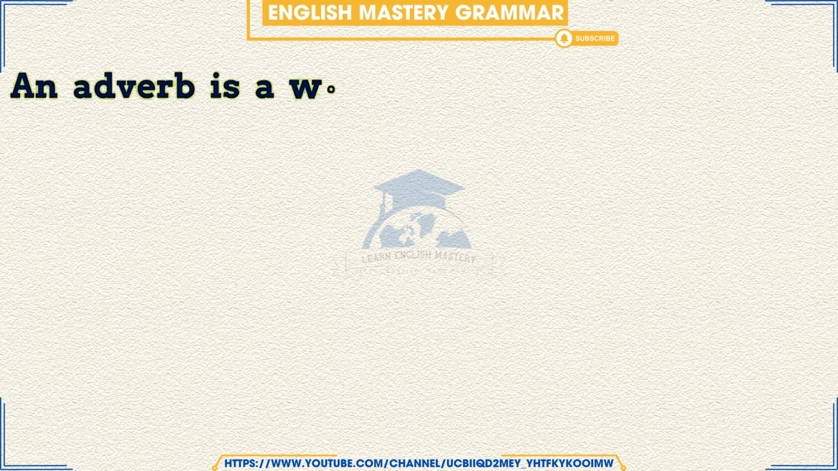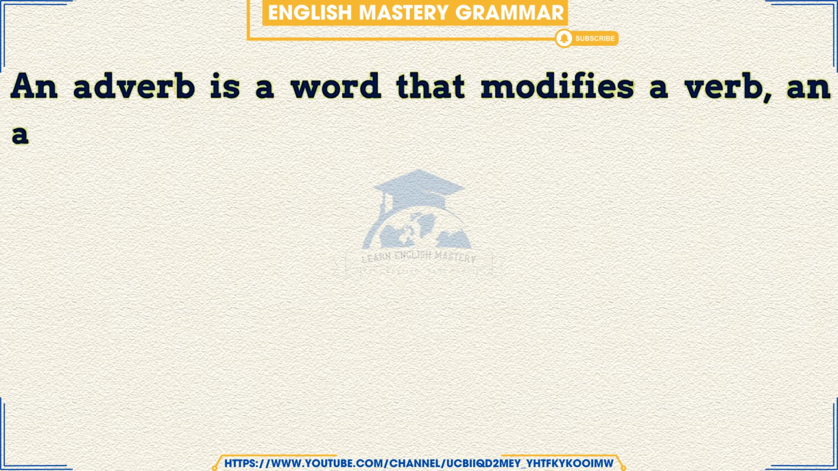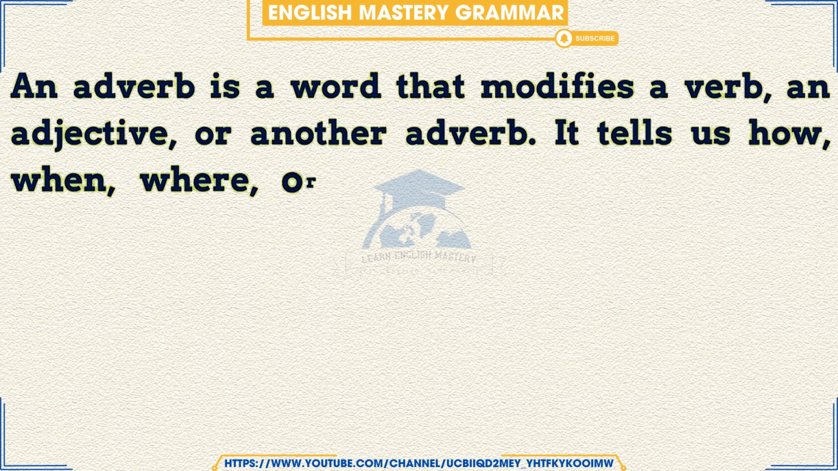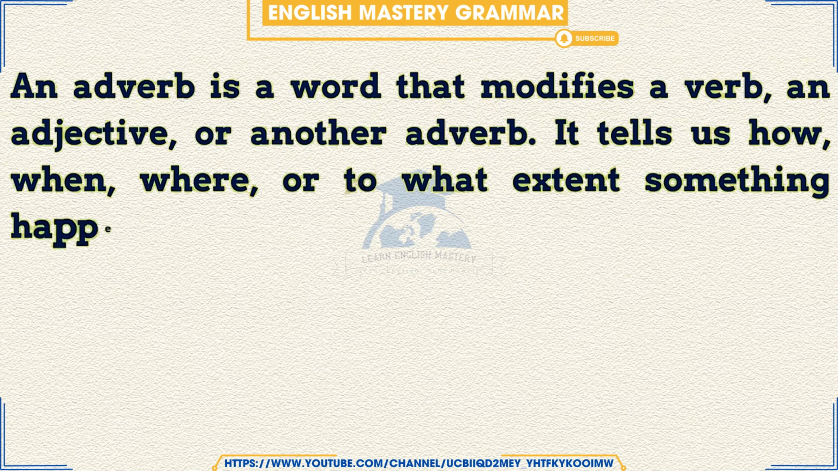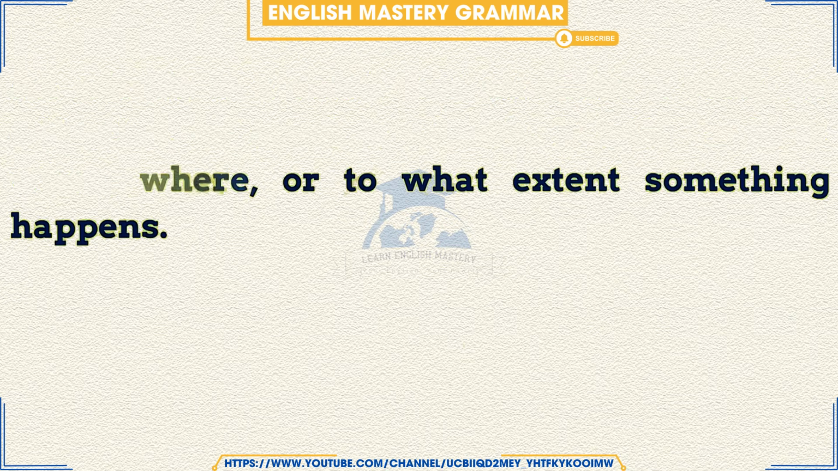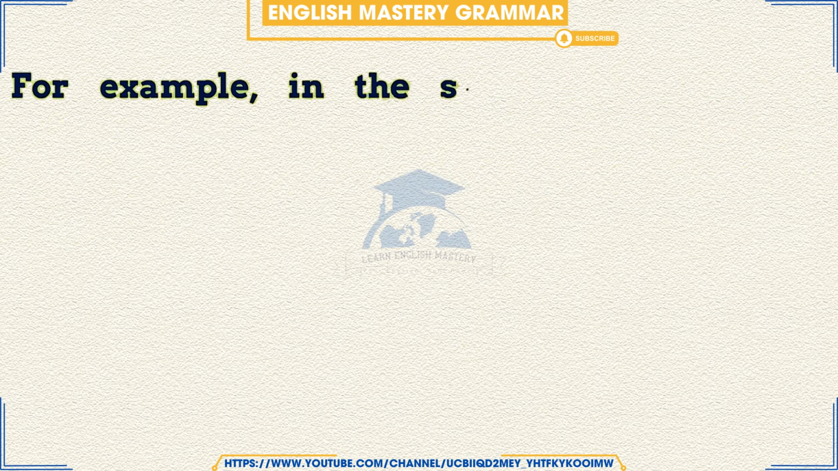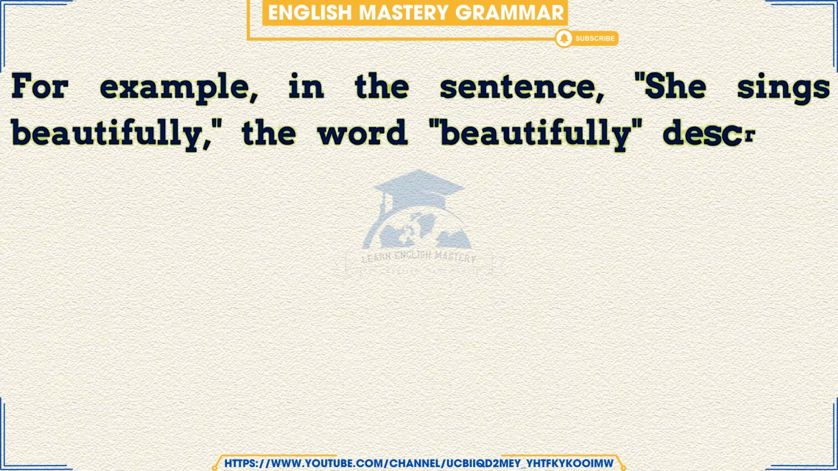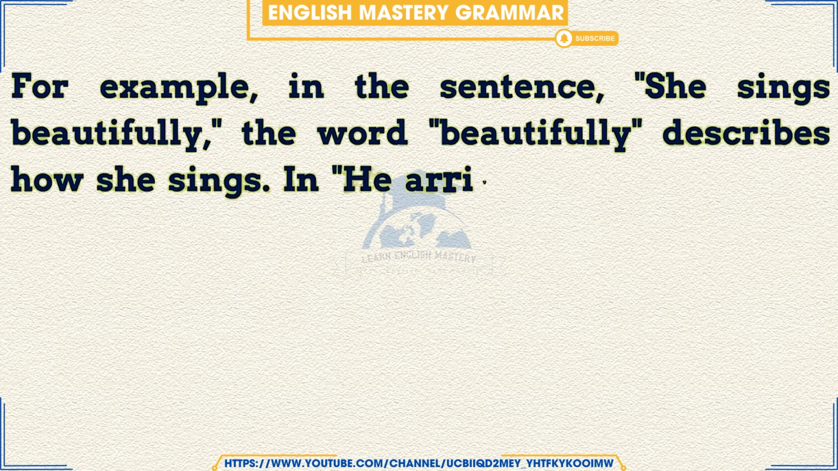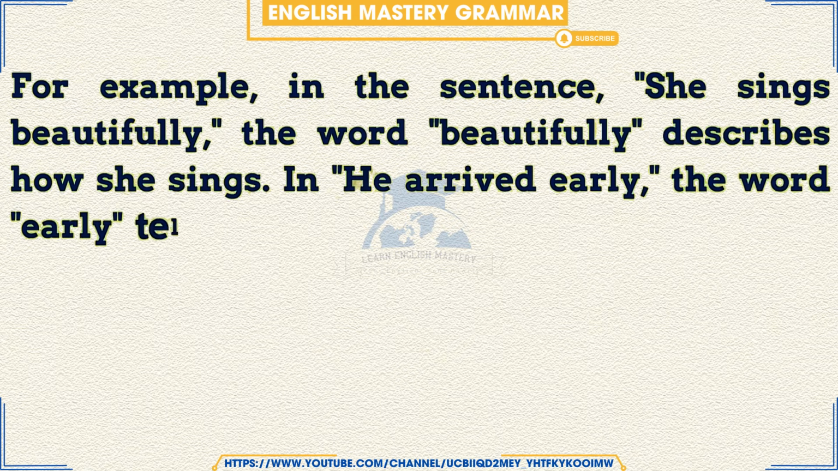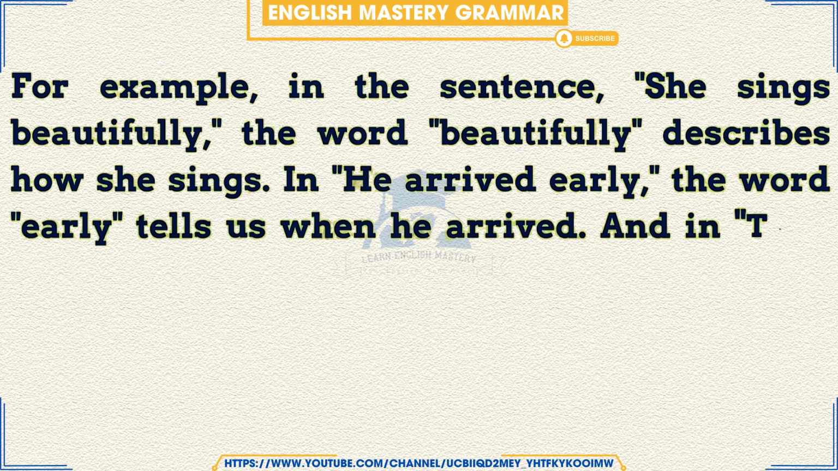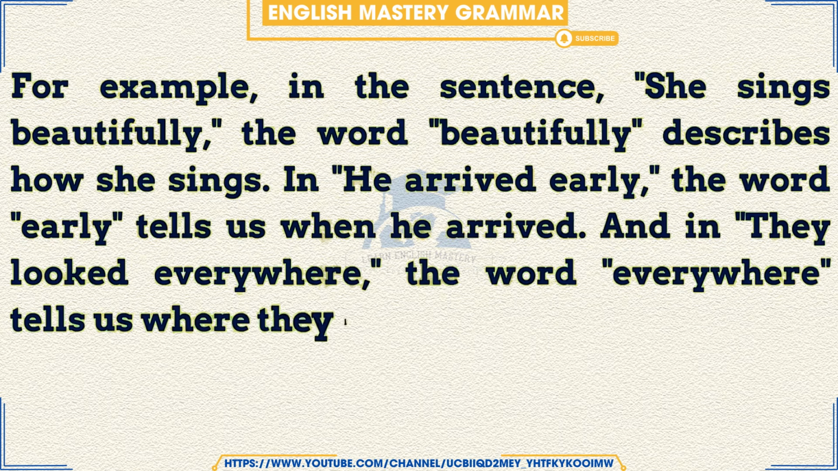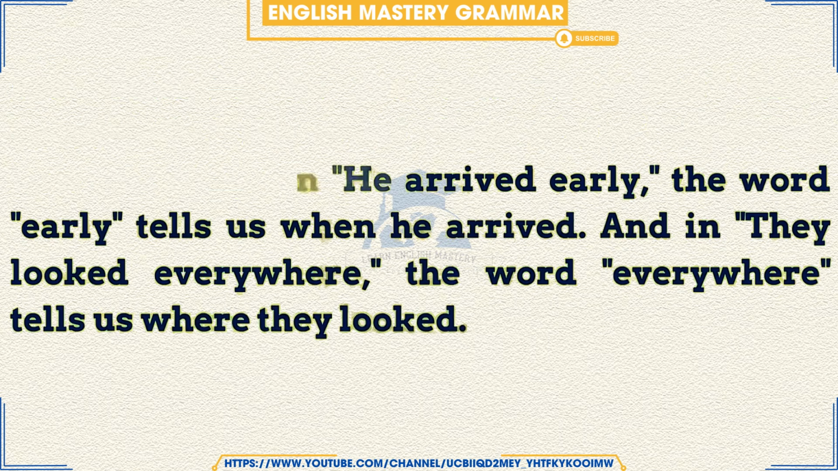An adverb is a word that modifies a verb, an adjective, or another adverb. It tells us how, when, where, or to what extent something happens. For example, in the sentence, "She sings beautifully," the word beautifully describes how she sings. In "He arrived early," the word early tells us when he arrived. And in "They looked everywhere," the word everywhere tells us where they looked.